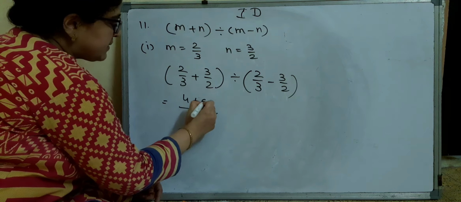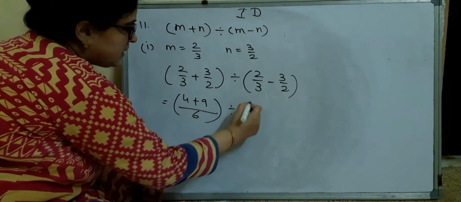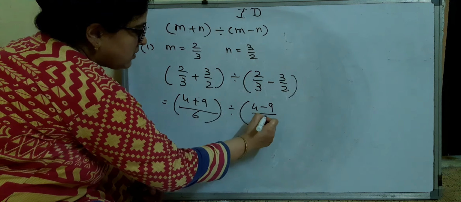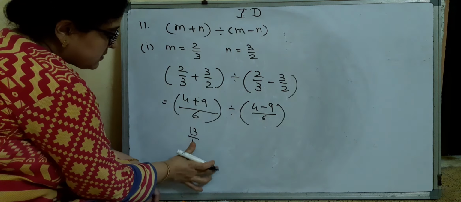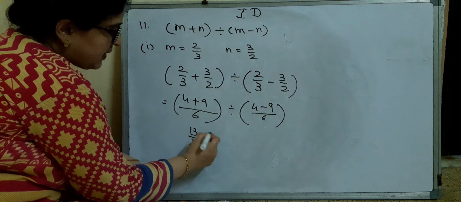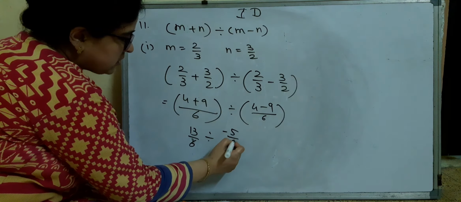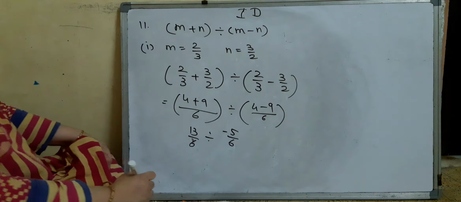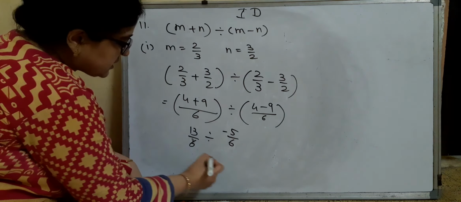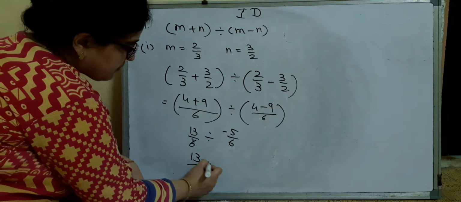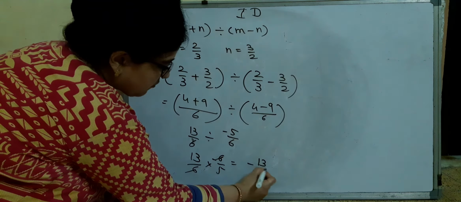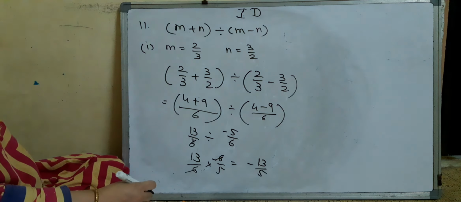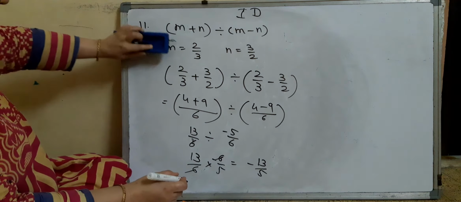4 plus 9 divided by 4 minus 9 upon 6. So 13/6 divided by -5/6. Then take the reciprocal: 13/6 multiplied by 6/5. 6 cuts, so -13/5 is the answer. This is the first, 11 first.